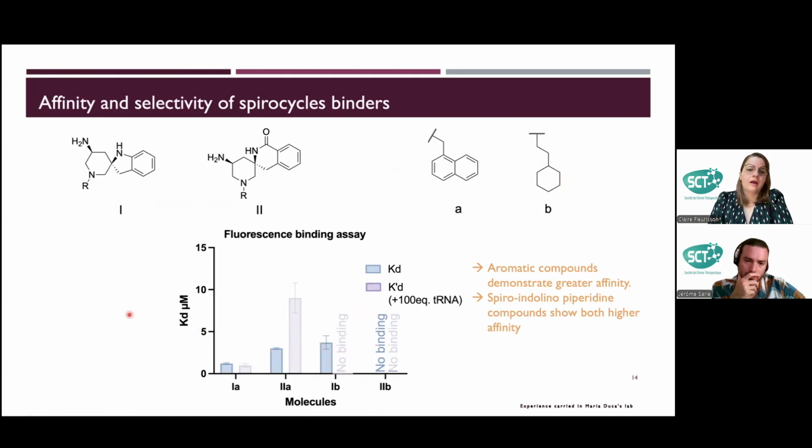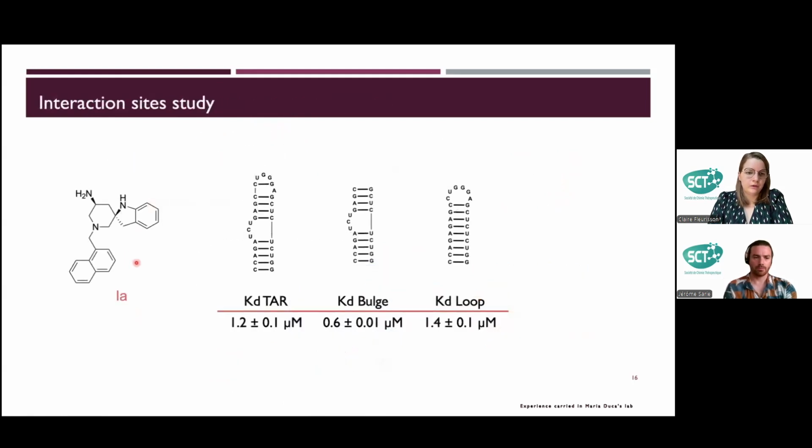And then we wanted to test selectivity, so we performed a KD experiment adding tRNA. For the first series, you see that the KD doesn't change. But for the second series, the KD is increasing threefold, meaning that the second series is less selective. We went further and actually studied the first series. And when you perform a KD experiment, you see that the KD towards the bulge is actually decreasing, meaning that it has a greater affinity for the bulges.